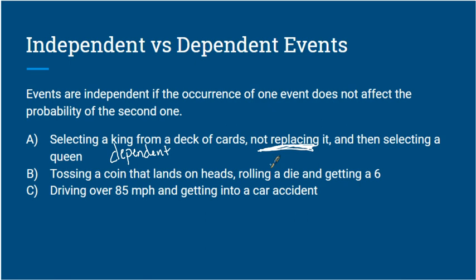Tossing a coin that lands on heads, rolling a die, and getting a 6. Those two events would be independent. Me flipping that coin has no effect on what's going to happen once I roll the die. Alright, driving over 85 miles per hour and getting into a car accident. Those are going to be dependent. The faster you are driving, the more likely you are to get in an accident.